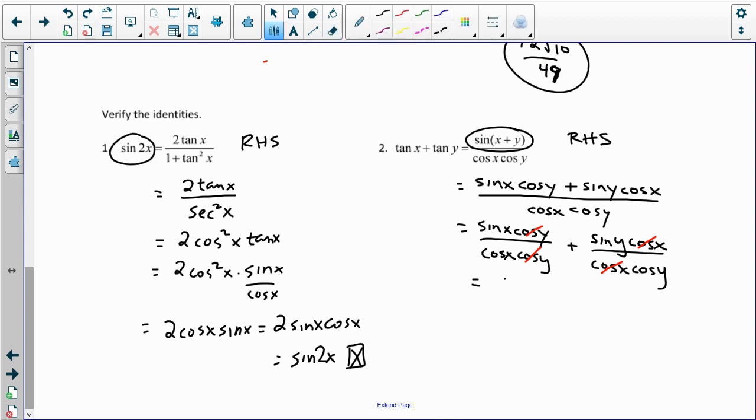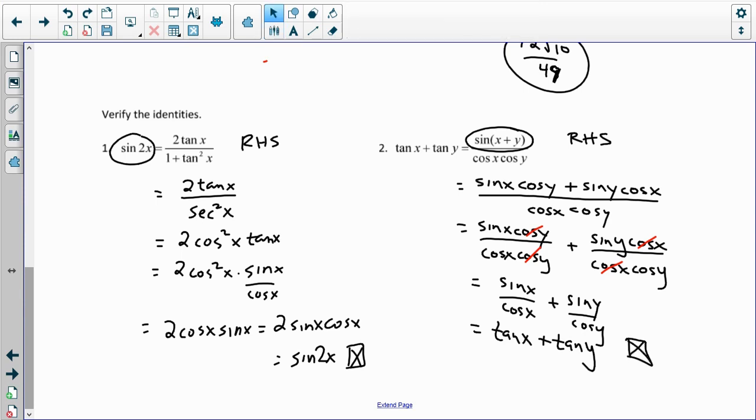So I end up with sine x over cosine x, plus sine y over cosine y. And that looks a whole lot like tangent x plus tangent y, which is exactly what I was trying to get and what it looked like on the left-hand side.